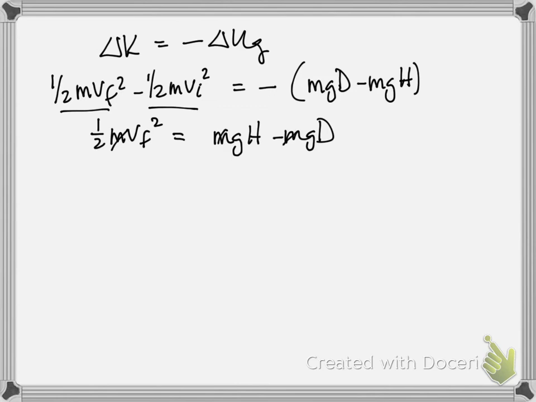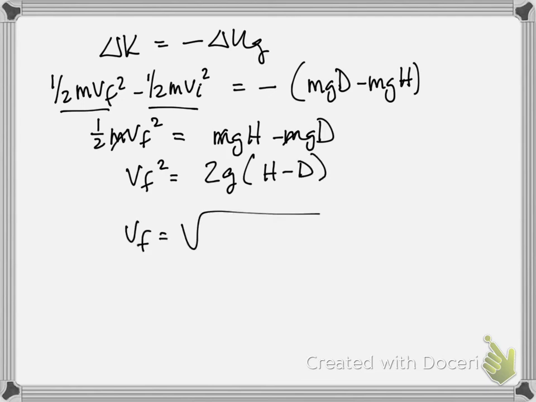Let's bring the 2 over to the other side. v_f squared equals 2. Let's factor out a g and call that H minus D. And that lets us do one more step: v_f equals the square root of 2g times (H minus D). And we can tell that this is going to be a positive number because H is bigger than D, so H minus D will be positive. g is positive and 2 is positive.